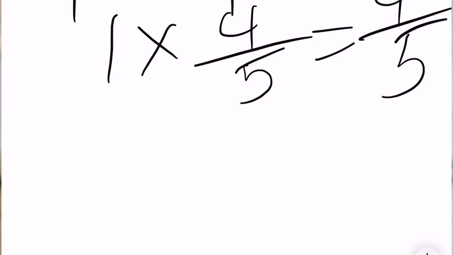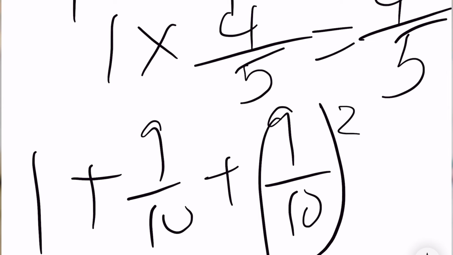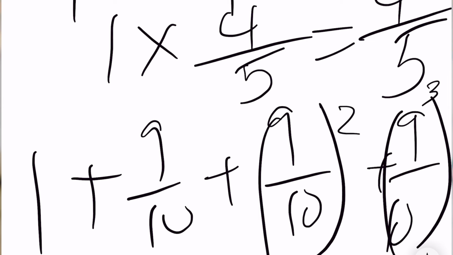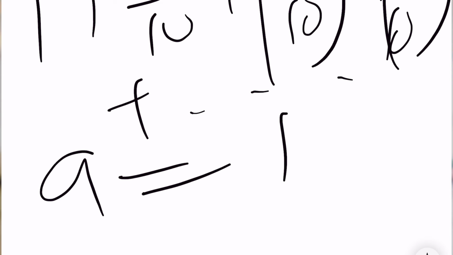Now for the second one, we have 1 plus 9 over 10 plus 9 over 10 all squared plus 9 over 10 raised to power 3 plus and so on. We can see that our first term is 1 and our second term is 9 over 10. Our r is 9 over 10.